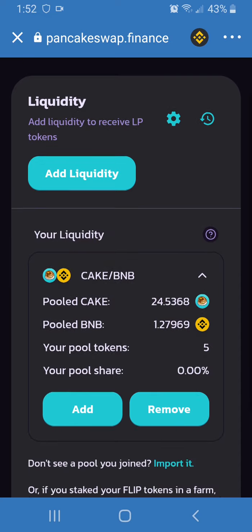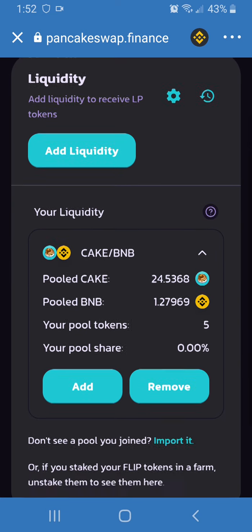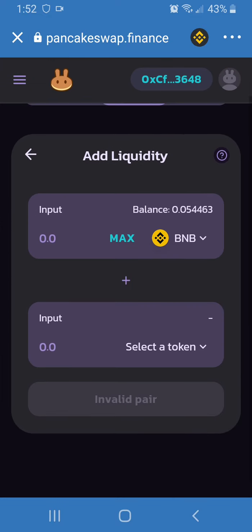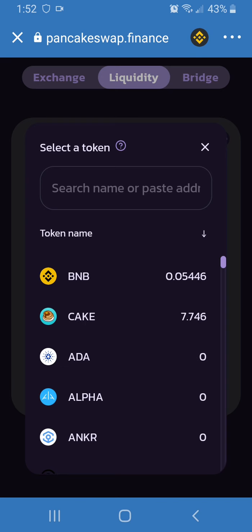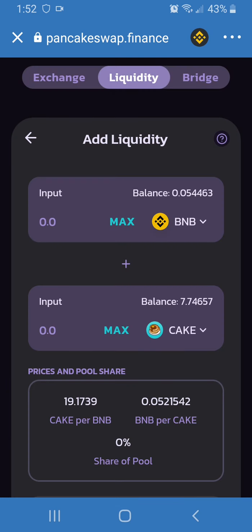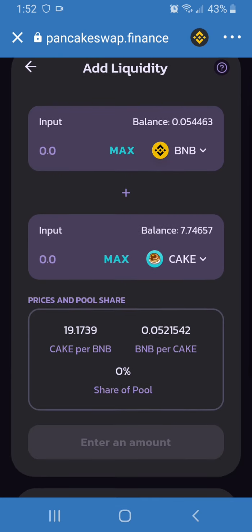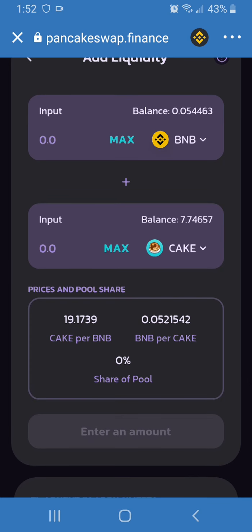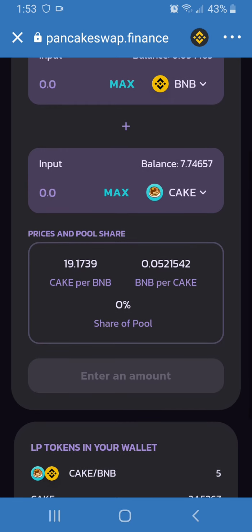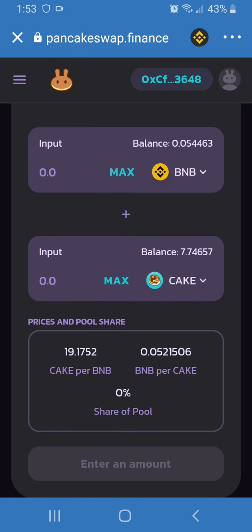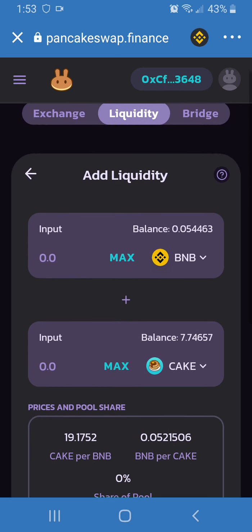So if I had cake and BNB and I wanted to add liquidity, I could just go there and add what my pair is, BNB to cake, which would purchase, oh, see, this is where I got the 19 per half. That's really helpful, guys. Really helpful. Don't give one of those a whole value.